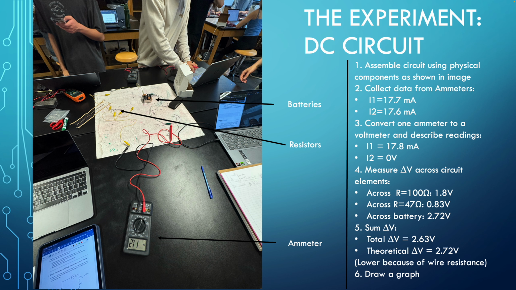Then we had to convert one ammeter into a voltmeter to describe the reading. So we got 17.8 milliamps for I1, which is the same, and we got 0 volts for I2.